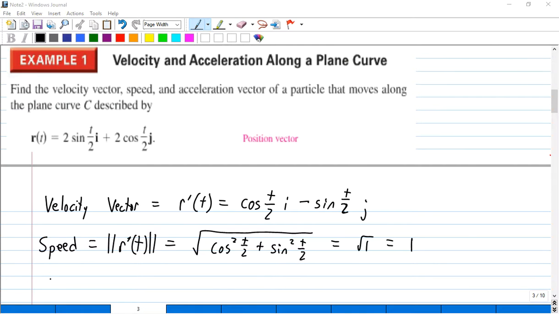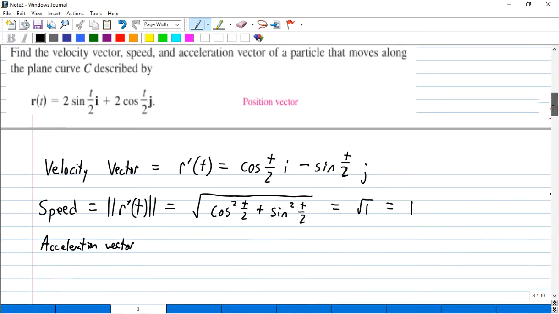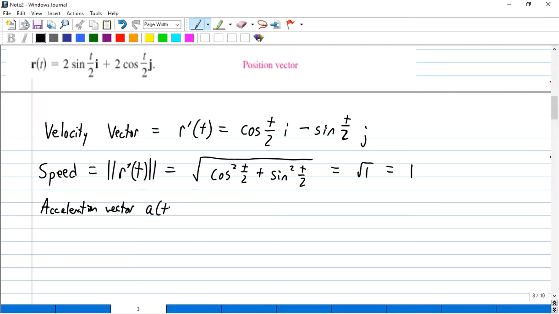And what about the acceleration function? Or, I'm sorry, vector. That's going to be the derivative of the velocity vector. So that's going to be r double prime of t. This time your u is t over 2, your du is 1/2, so you have to multiply the front by 1/2. So that's going to be negative 1/2 sine of t over 2 i. And then the derivative here, again, you have to multiply times 1/2 in the front, so that's going to be minus 1/2 cosine t over 2 j.